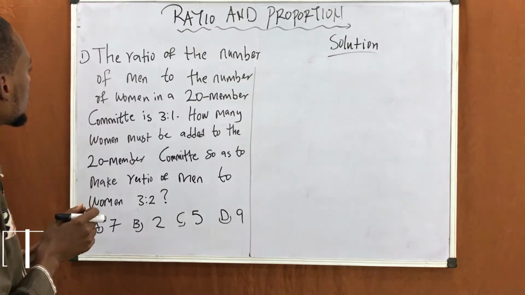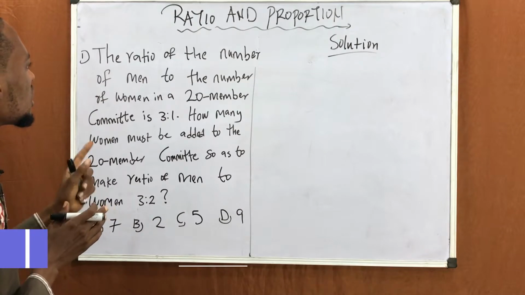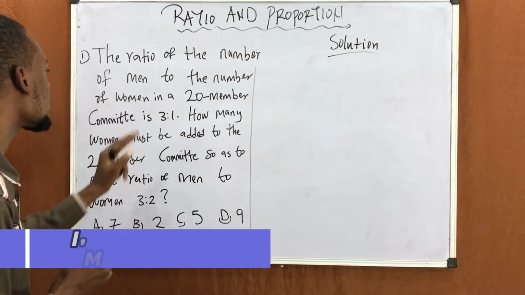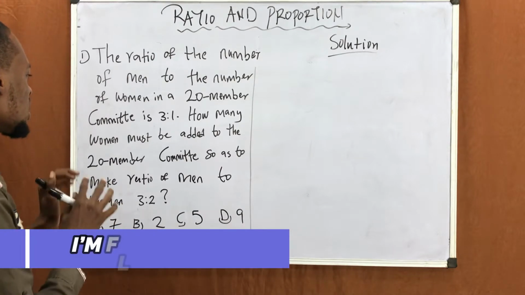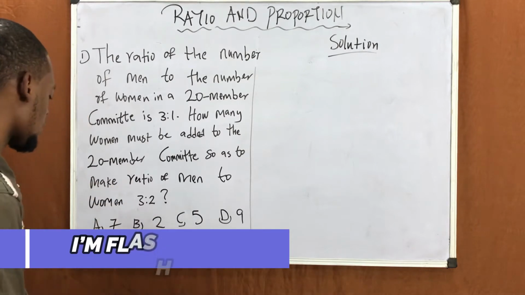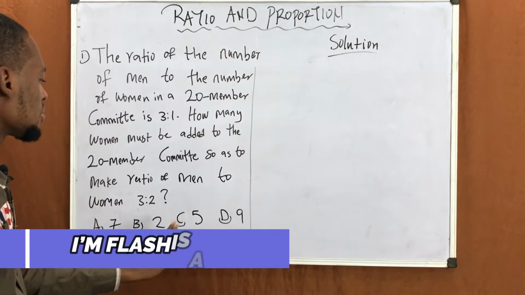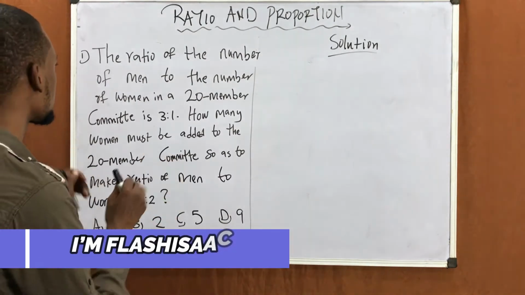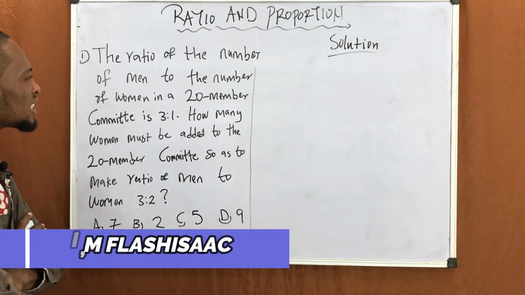Now look at this question. It says the ratio of the number of men to the number of women in a 20-member committee is 3:1. How many women must be added to the 20-member committee so as to make the ratio of men to women 3:2? These are the options: A 7, B 2, C 5, D 9. So in an objective exam, this is something you will see.